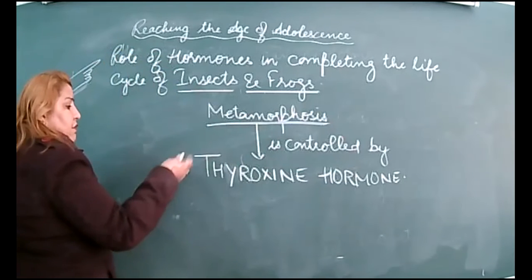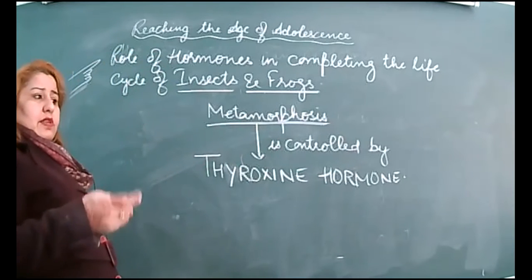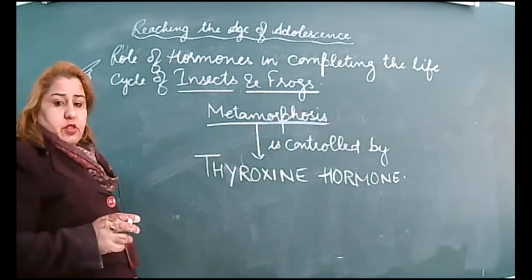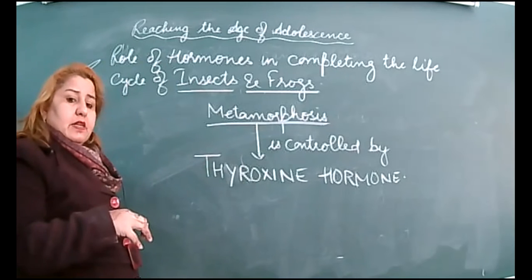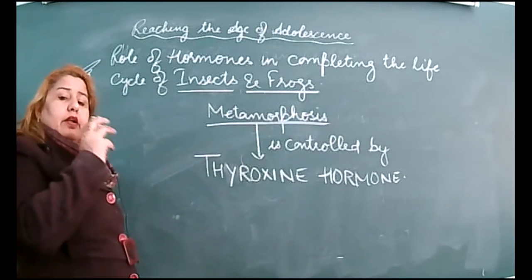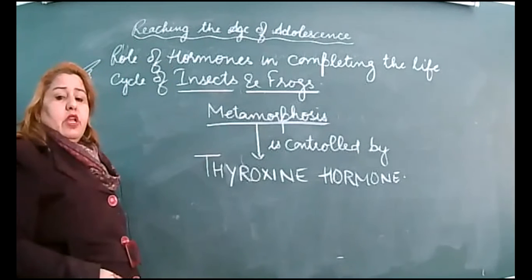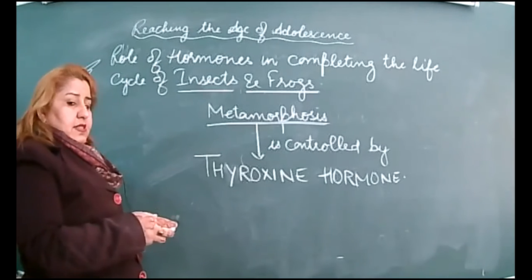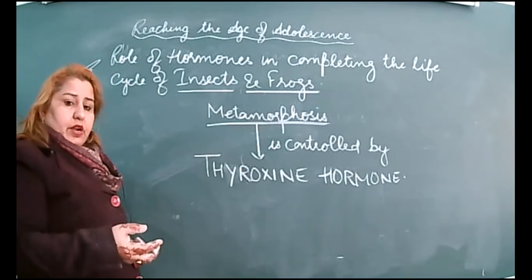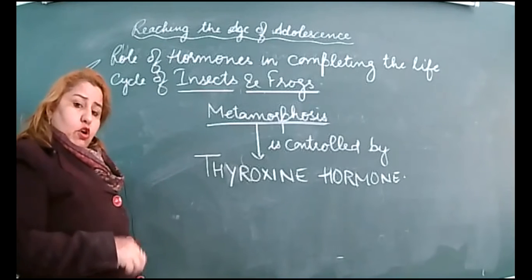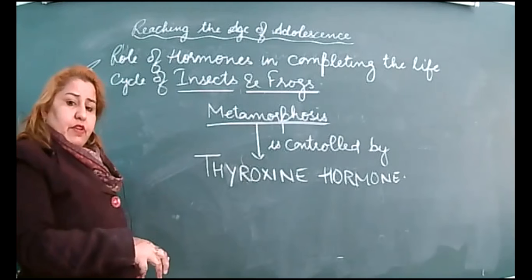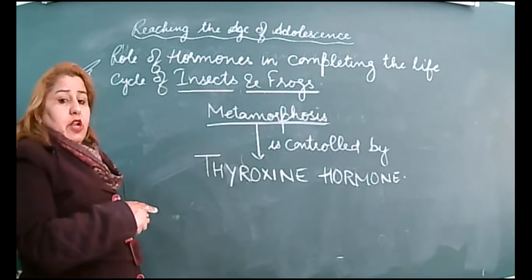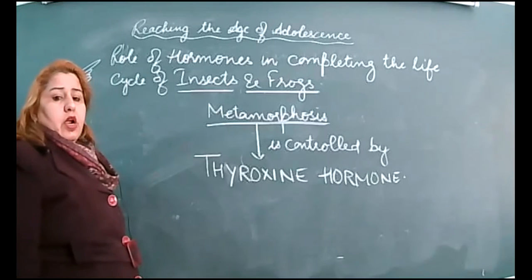So where they are living, the frogs or the insects, in the water in which they live, iodine is necessary. If iodine is not present in that water, then the tadpole will not convert into the adult frog. If it is present, then they will grow and develop into the adult frog. If iodine is not present in the water where they are living, then they will not change from tadpole to adult frog.